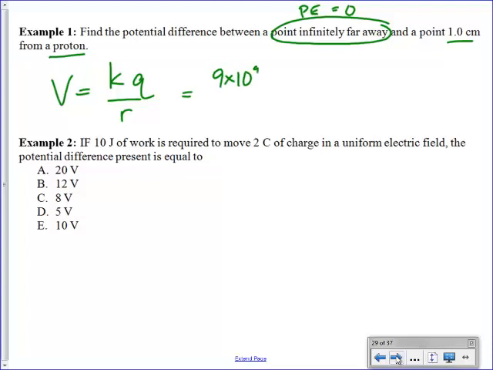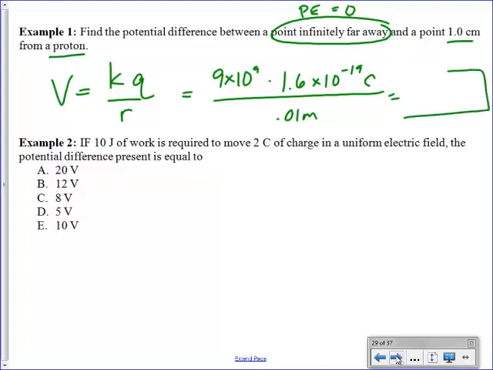9 times 10 to the 9th for K. It's a proton, so my charge is 1.6 times 10 to the negative 19th coulombs. And then my distance is 1 centimeter, that's 0.01 meters. And when I solve that, I get something. I'll let you guys solve that. But my unit here would be volts.